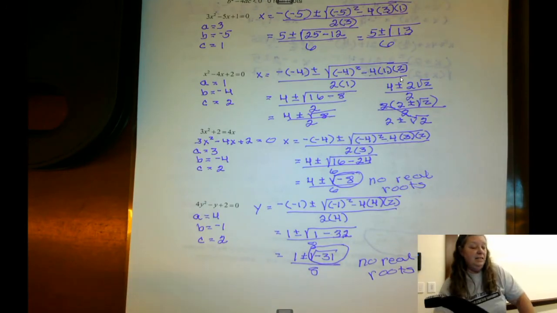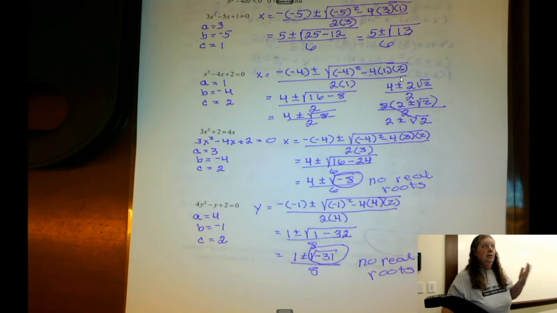So you have 4 methods for solving quadratic functions.